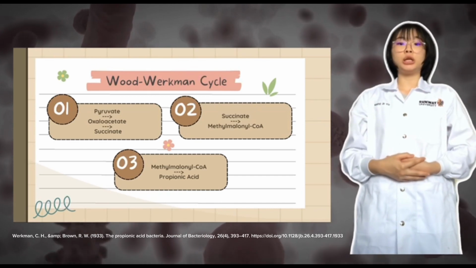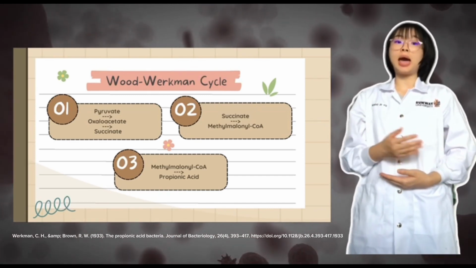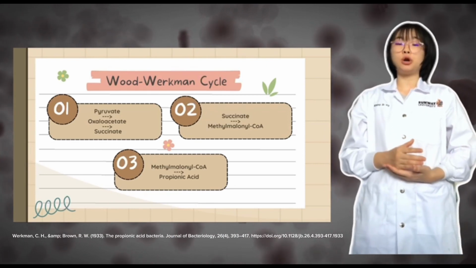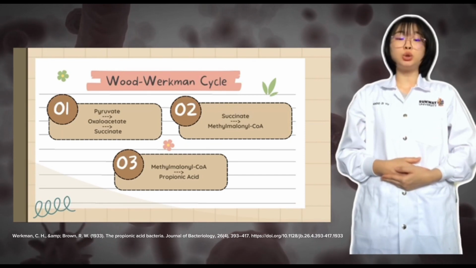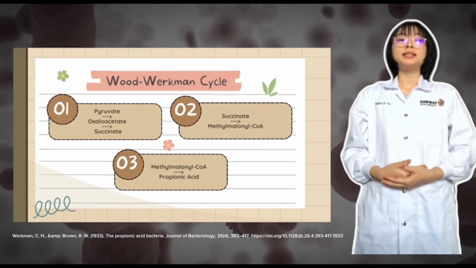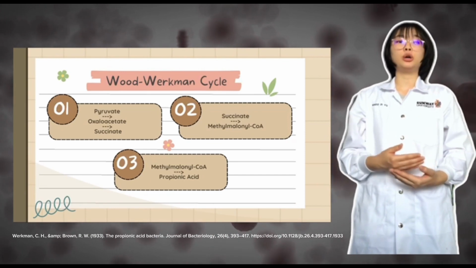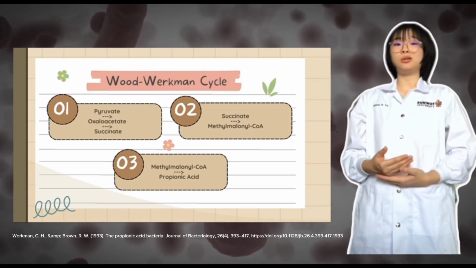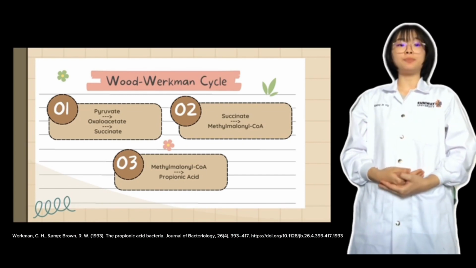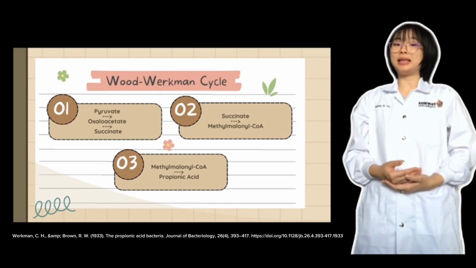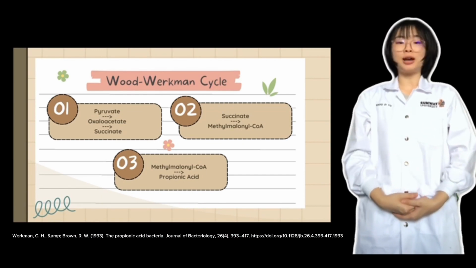This conversion is facilitated by the enzymes methylmalonyl CoA racemase and methylmalonyl CoA mutase, which converts methylmalonyl CoA to succinyl CoA. Succinyl CoA is then further transformed into propionyl CoA by the enzyme succinyl CoA synthase. Finally, propionyl CoA is converted into propionic acid by propionate kinase, releasing ATP as a byproduct.